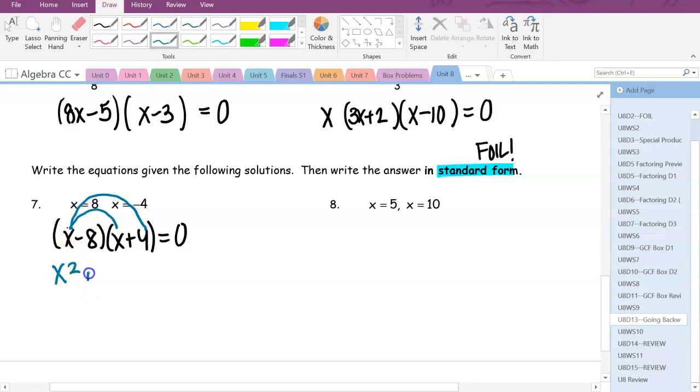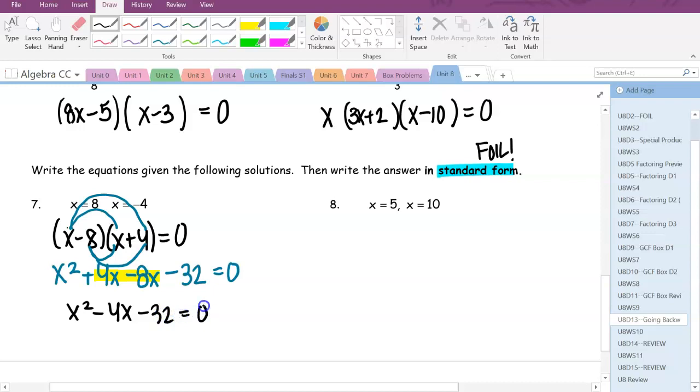X squared plus 4x minus 8x. And remember, this is multiplying. For whatever reason, people want to always add these last ones. -8 times 4 is -32. Don't forget your equal 0. And combine like terms. 4x minus 8x is -4x. Okay, and there you go. That would be what you had started with.